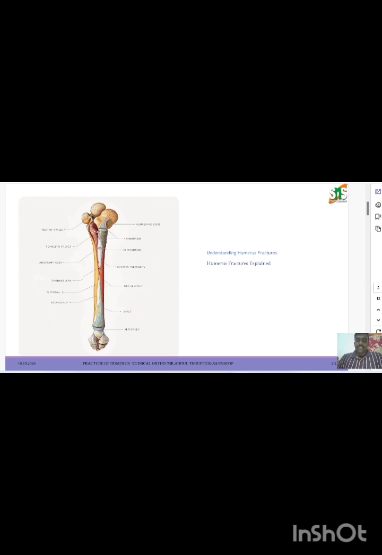So, introduction. Humerus is a long bone of the upper arm extending from the shoulder joint to the elbow joint. A fracture of humerus refers to the break in the continuity of the bone and is commonly seen following traumas. Humerus fractures are clinically important because they can significantly affect upper limb function and may be associated with neurovascular injuries, especially radial nerve palsy.